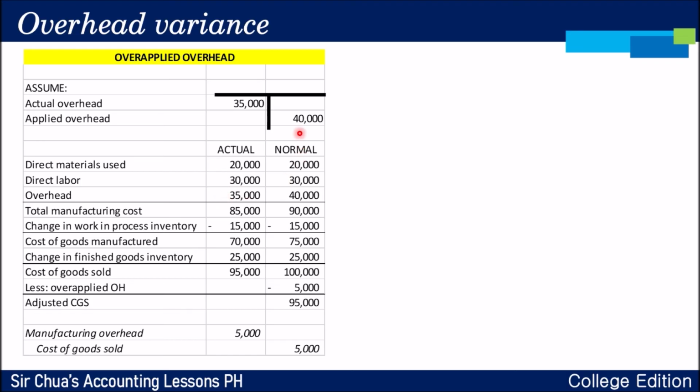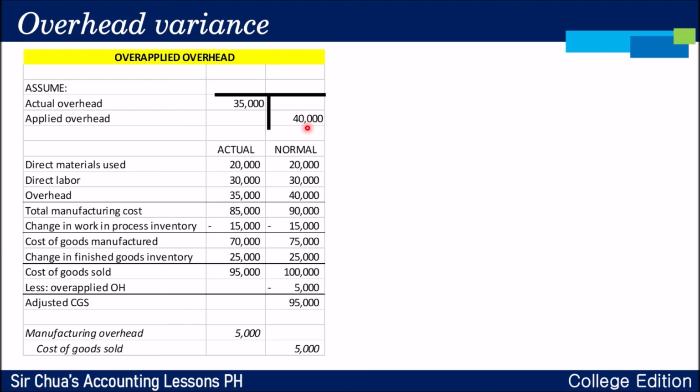Dito naman po sa kabila, same perspective, same amounts, except na yung ating pong overhead ay syempre ginamitan natin ng applied overhead, 40,000. Now, the cost of goods sold under actual costing system is 95,000. Under normal costing system, it's 100,000. However, we need to close your variance, diba? As you can see, your applied overhead is 40,000.